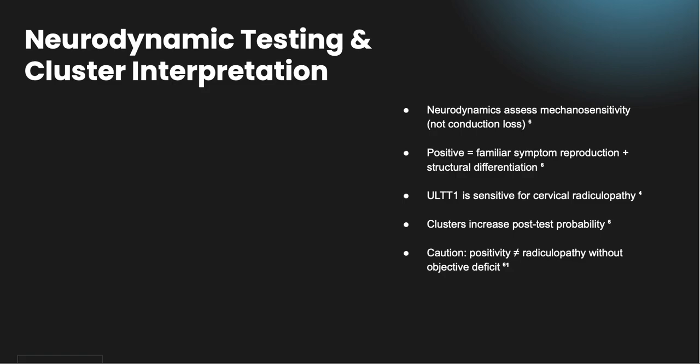Neurodynamic testing must be interpreted carefully. Diagnostic accuracy improves when tests are used in combination rather than isolation. When multiple examination findings converge, post-test probability rises substantially. Neurodynamic tests assess neuromechanosensitivity, not conduction loss. Wainner et al. report that, quote, the presence of 3 of 4 positive tests was associated with a significant increase in the likelihood of cervical radiculopathy. However, a positive upper limb tension test 1 does not establish radiculopathy without objective motor or reflex deficits.